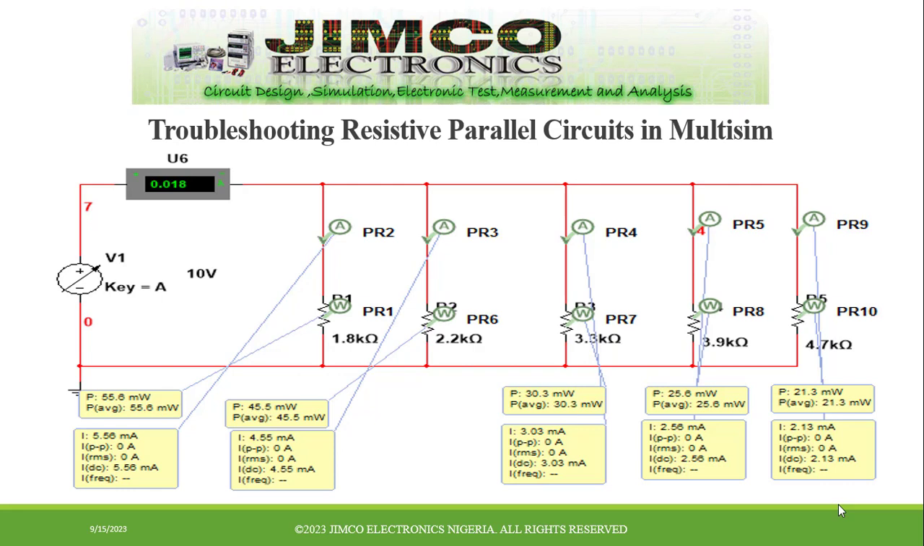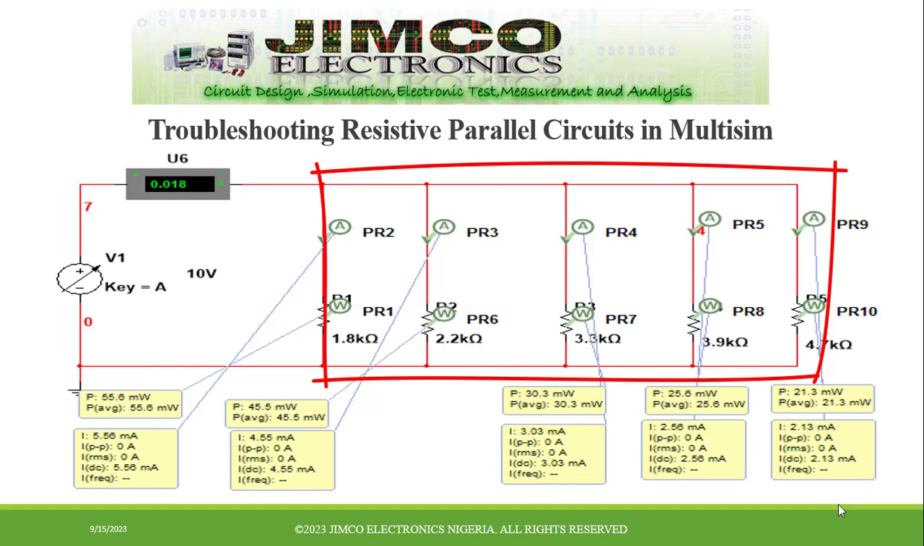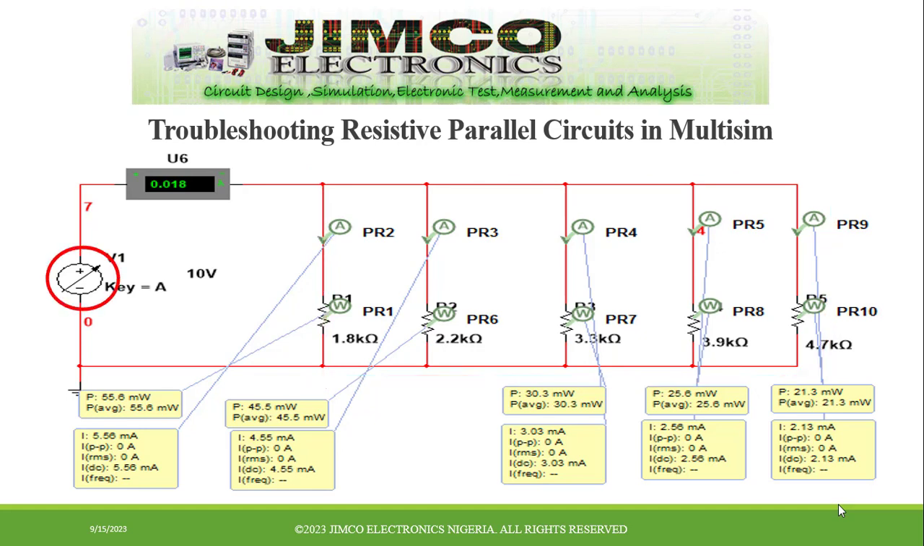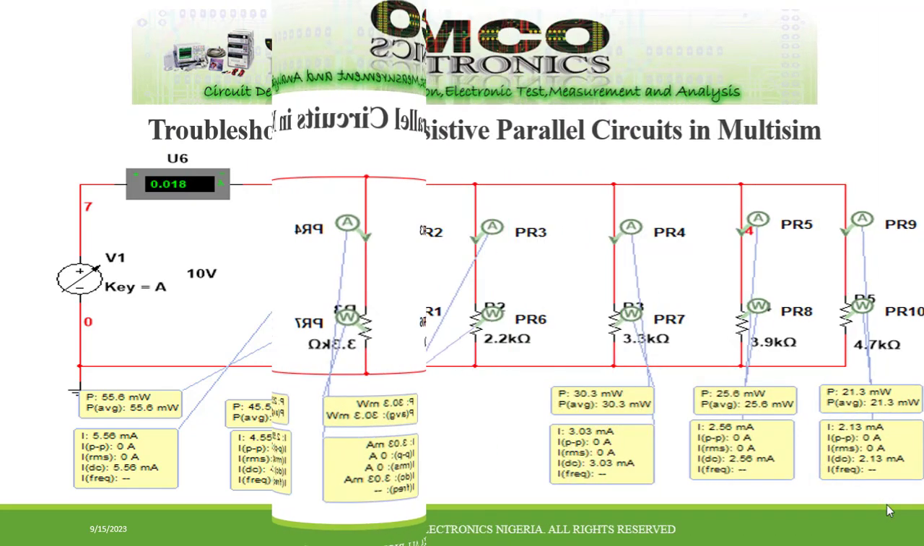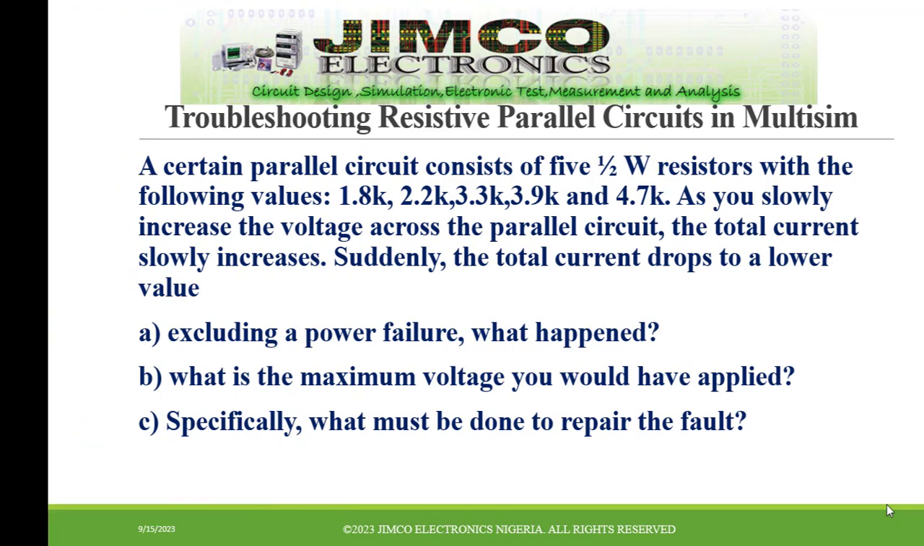As we can see in the diagram, we have 5 resistors connected in parallel with a DC interactive voltage ranging from 0 to 50 volts. Then I installed an ammeter to measure the total current in the circuit. Each branch has an ammeter and also a wattmeter to measure the power dissipation in each resistor. So let's move to the next slide.